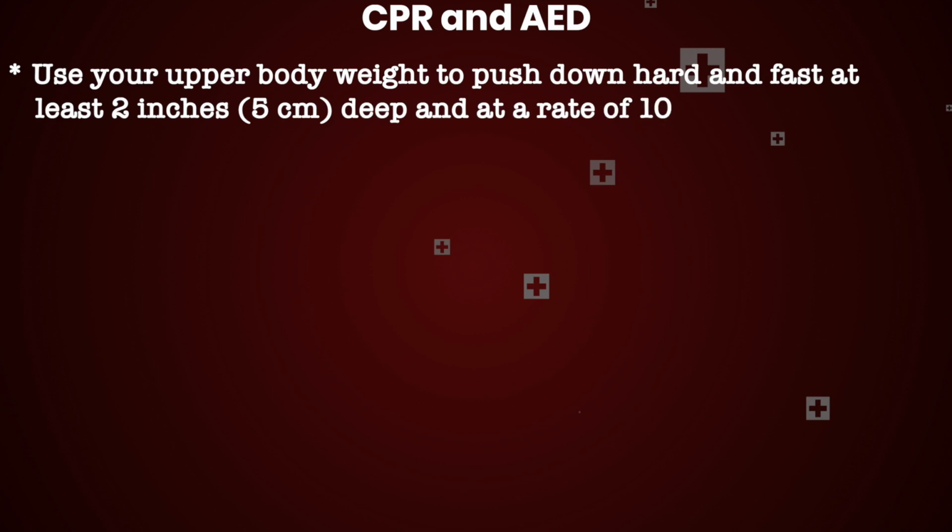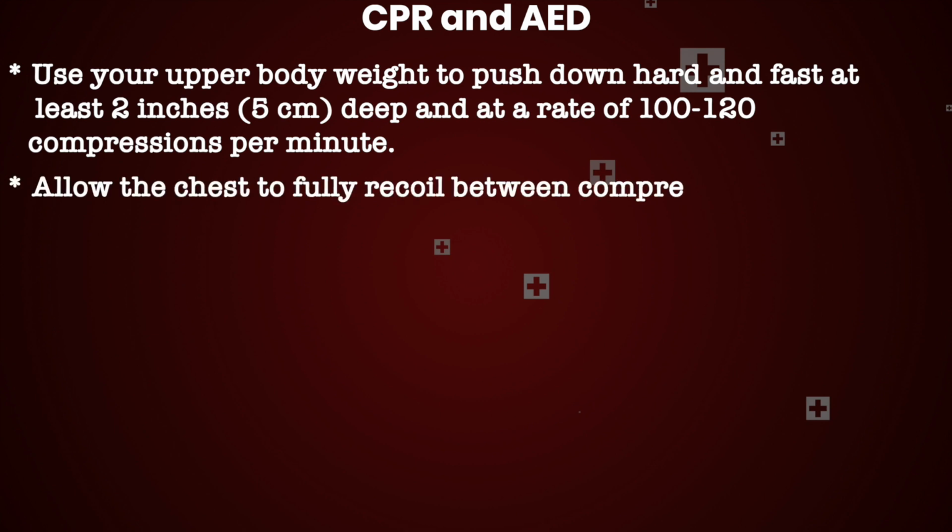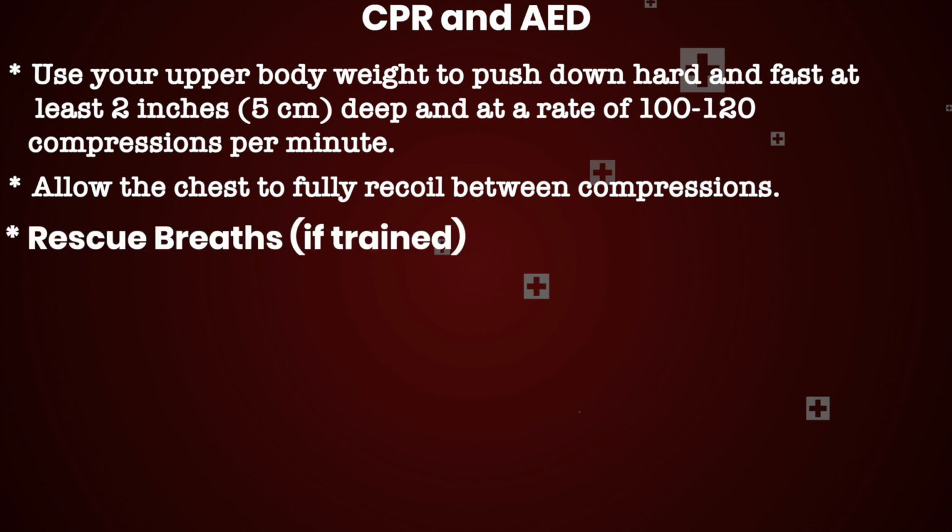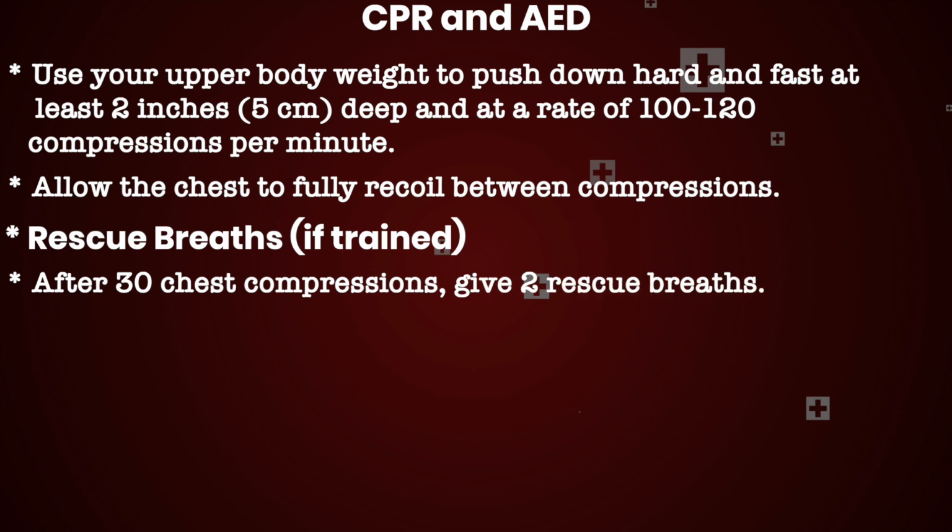Use your upper body weight to push down hard and fast, at least 2 inches or 5 cm deep, at a rate of 100 to 120 compressions per minute. Then allow the chest to fully recoil between compressions. Next step is rescue breath. If you are trained, then apply this. After 30 chest compressions, give 2 rescue breaths.